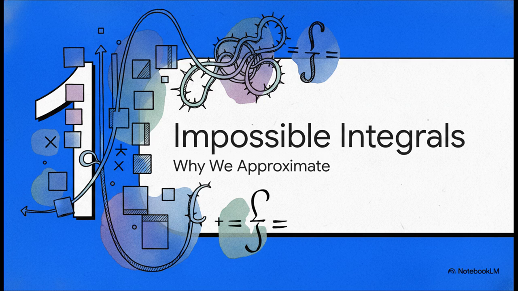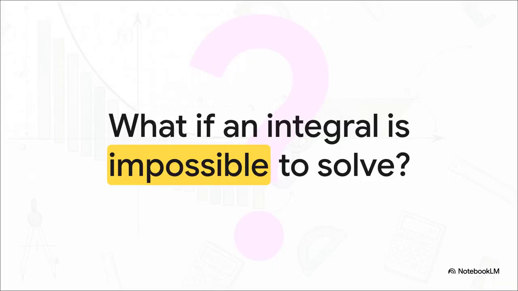So what's the deal? Why can't we just use the fundamental theorem for everything? Well, the truth is, a surprising number of functions out there are stubborn. They don't have what we call an elementary antiderivative. That's just a fancy way of saying you can't write down their integral using the usual suspects, like polynomials, trig functions, or logs. And that brings us to the big question, right? What do you do if an integral is impossible to solve with the fundamental theorem? I mean, if you can't find that antiderivative, how on earth are you supposed to find the area under the curve? If a perfect exact answer is off the table, what's our plan B?